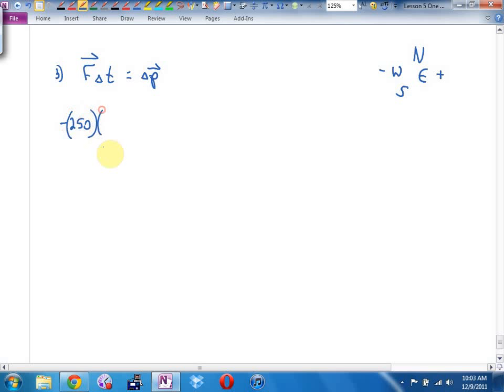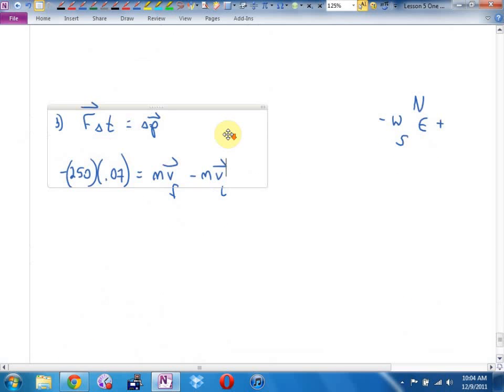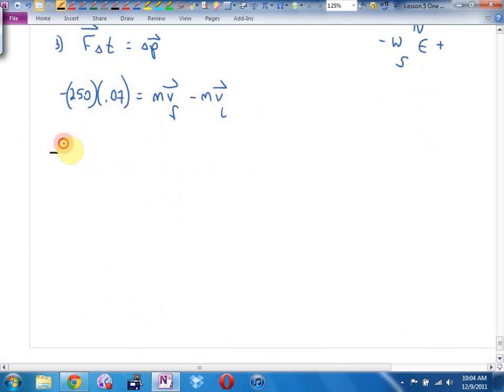And did they give me the amount of time involved? 0.07 seconds. And what's changing? Since momentum is mass times velocity, this is going to be mass v final minus mass v initial. So far, so good. Did they tell me the mass? Kilograms. Excellent. So I'm going to write this as negative 250 times 0.07 equals 3.2 V final minus 3.2.